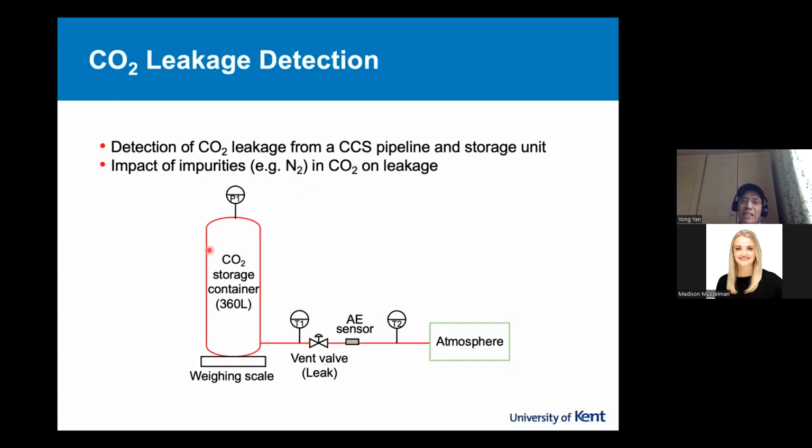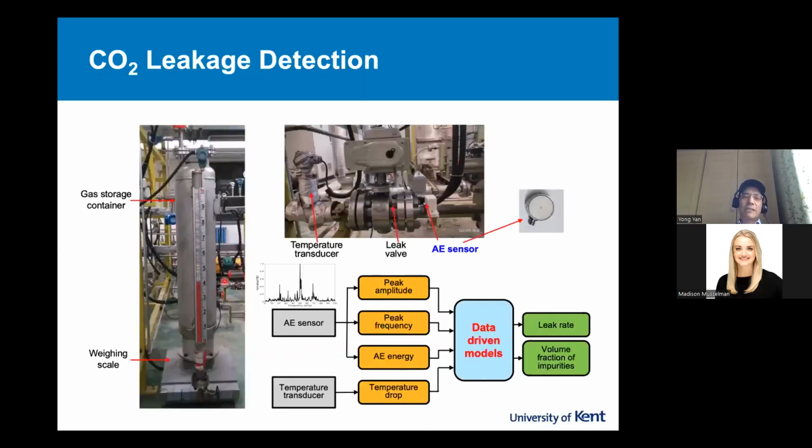Again, we are on the test rig presented earlier. We have this storage column, and we can weigh the mass, so we have a reference for how much mass is lost per unit of time. So we have a reference leak rate. Now we have used acoustic emission sensors plus a thermometer, and we can monitor the leak rate. Here's the setup, that's the reference column. Here's the actual setup. You can see the low-cost acoustic emission sensor and a temperature sensor, and we can create different leak conditions.